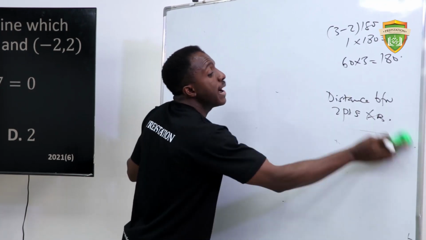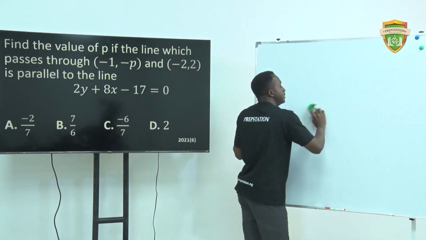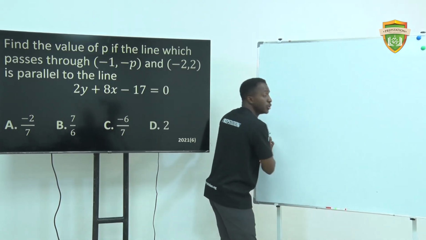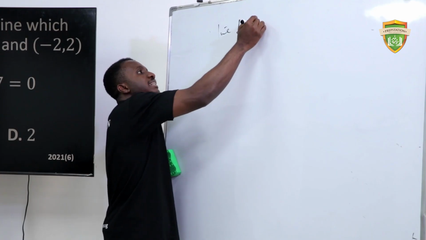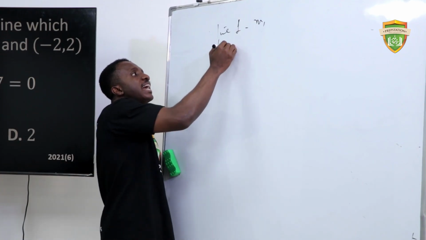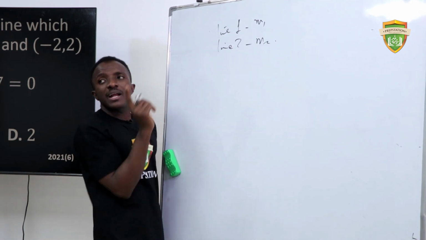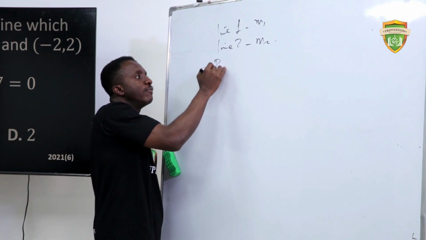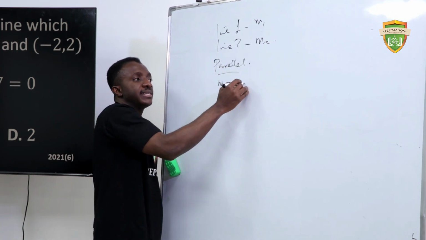When 2 lines are parallel, their gradients are equal. If I have line 1 and its gradient is M1 and line 2, the gradient is M2. If line 1 is parallel to line 2, for parallel lines, M1 is M2.